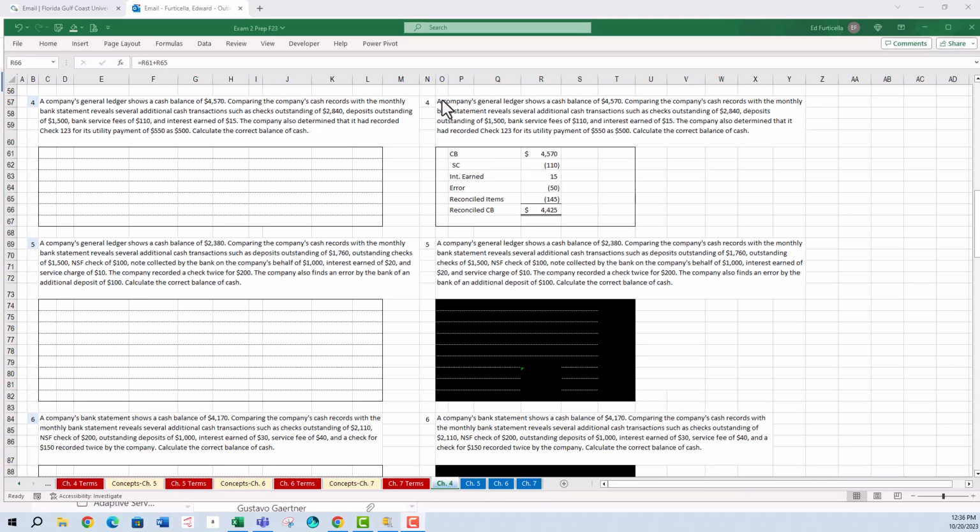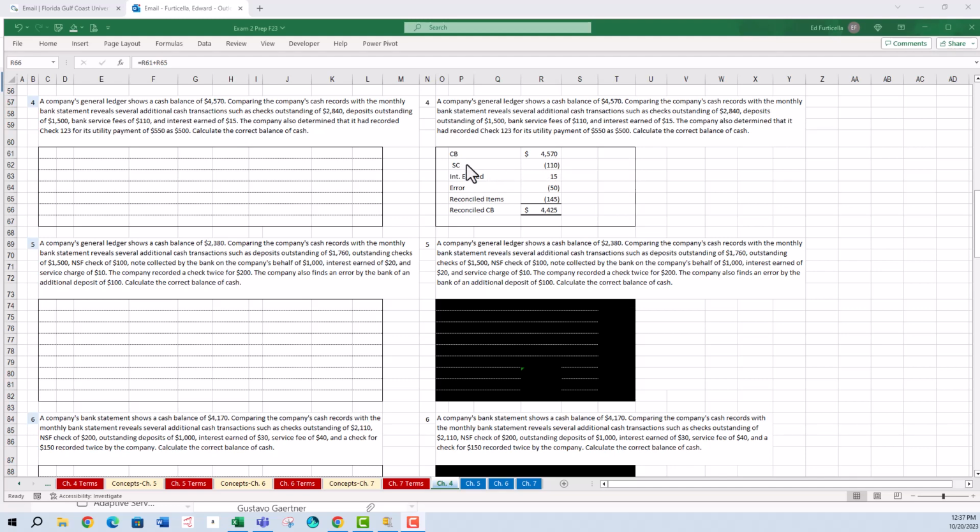To solve this problem, I've unshaded the answer. I'll take you step by step towards the completion so that you get a good understanding of the methodology you need to use when solving these types of problems. The first thing that you notice is that you're given the company's cash balance. The $4,570 is the amount in the company's cash account of the general ledger.